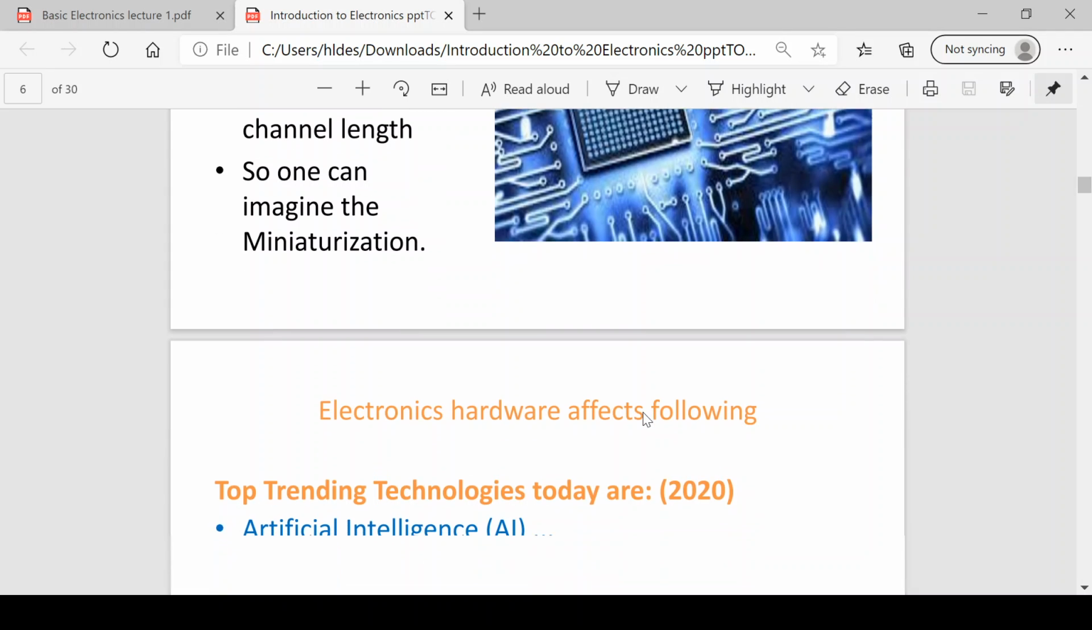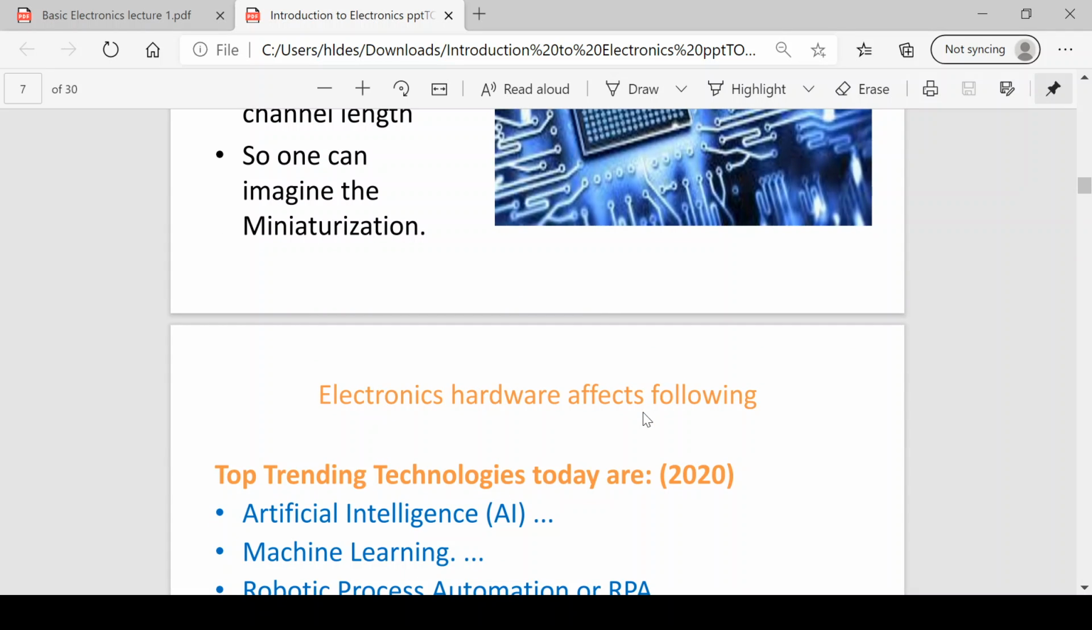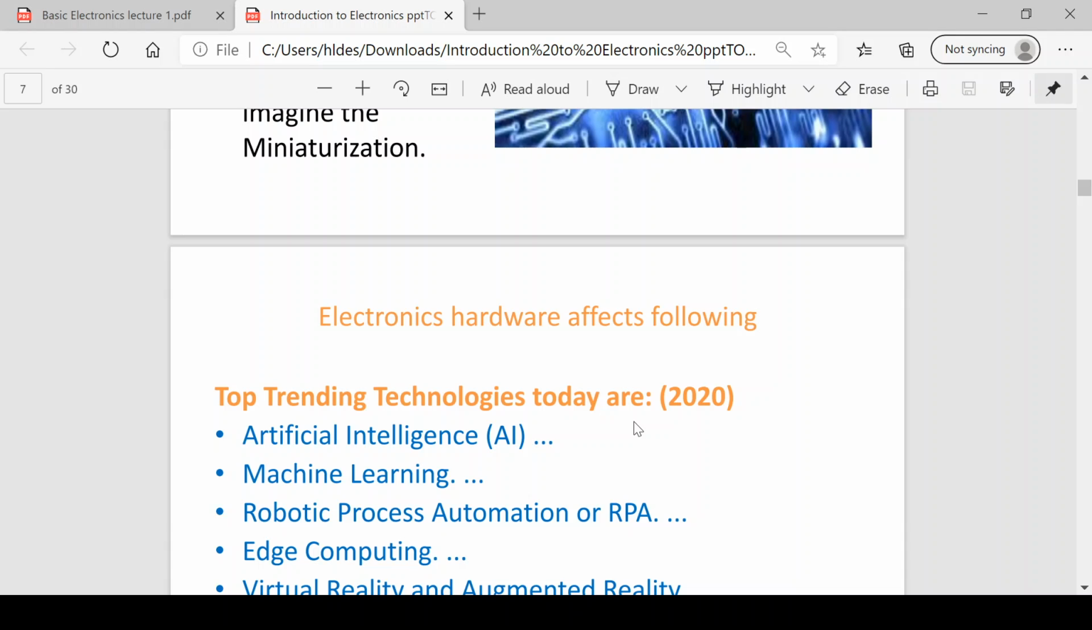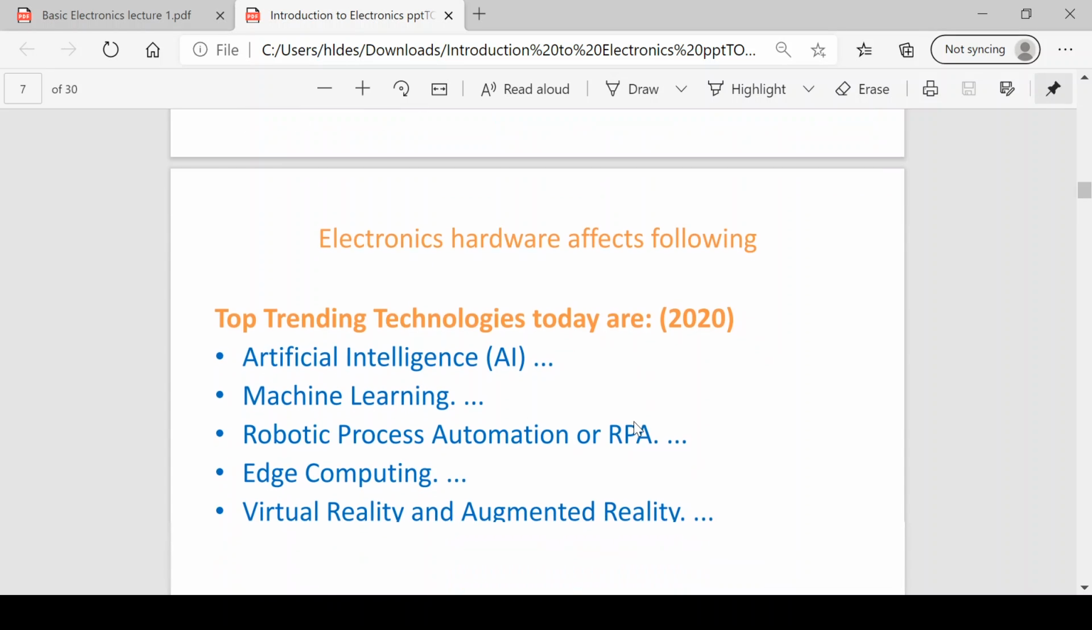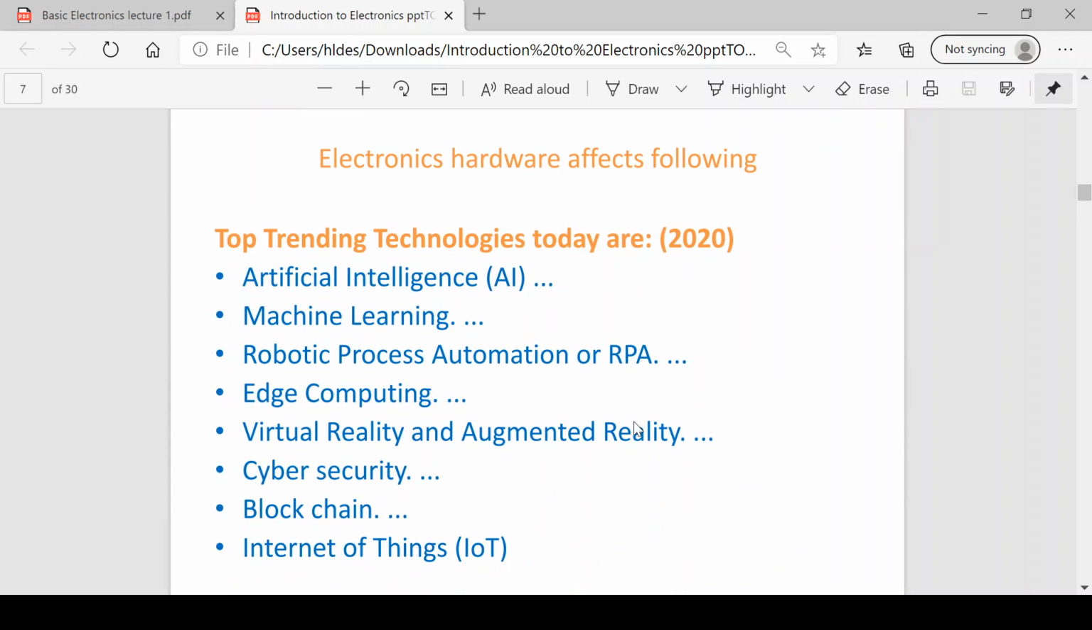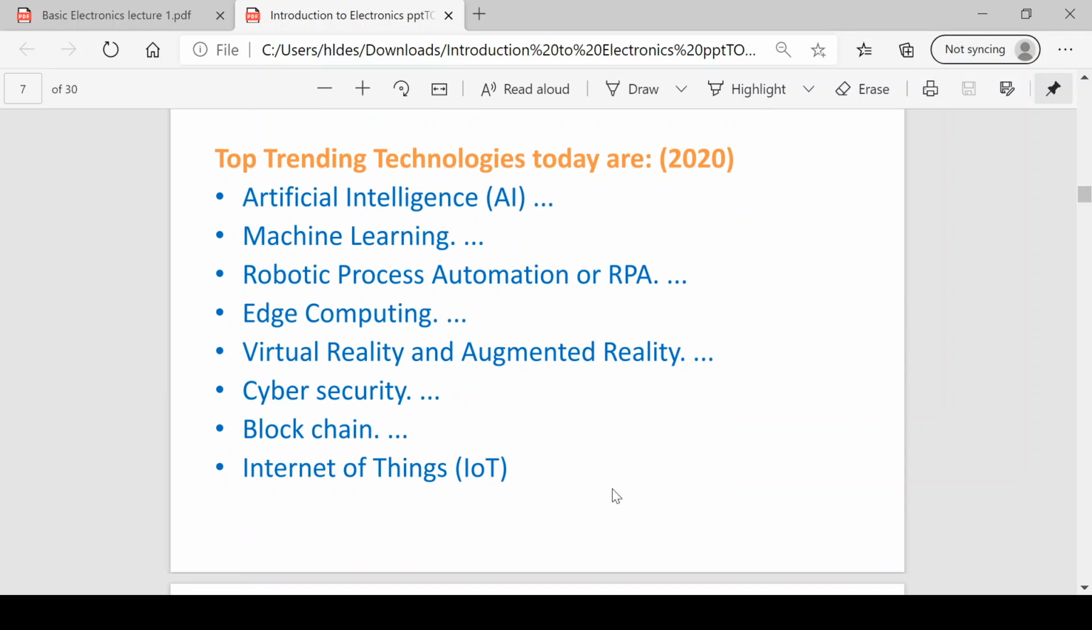So the electronic revolution has affected and will affect so many different fields. As we talk of 2020 today, there are various fields which require support of electronics, such as artificial intelligence, machine learning, robotic processing, edge computing, virtual reality, cyber security, blockchain, Internet of Things. You might have heard such words, but their basic hardware will be electronic, and naturally this will all rely on the high speed, small size design of electronic ICs. So this is the strength of electronics.